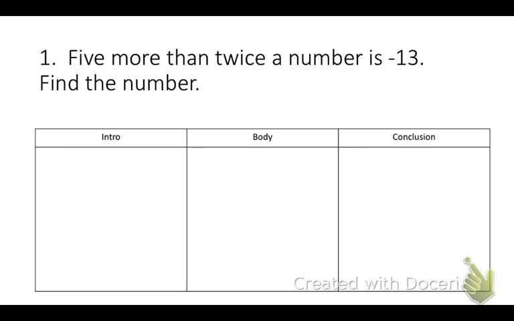So we're going to go and read this first. It says 5 more than twice a number is negative 13. Find the number. Okay, so now I'm going to go in and I'm circling my numbers. And if they're spelled out, I'm also going to write them over the top.